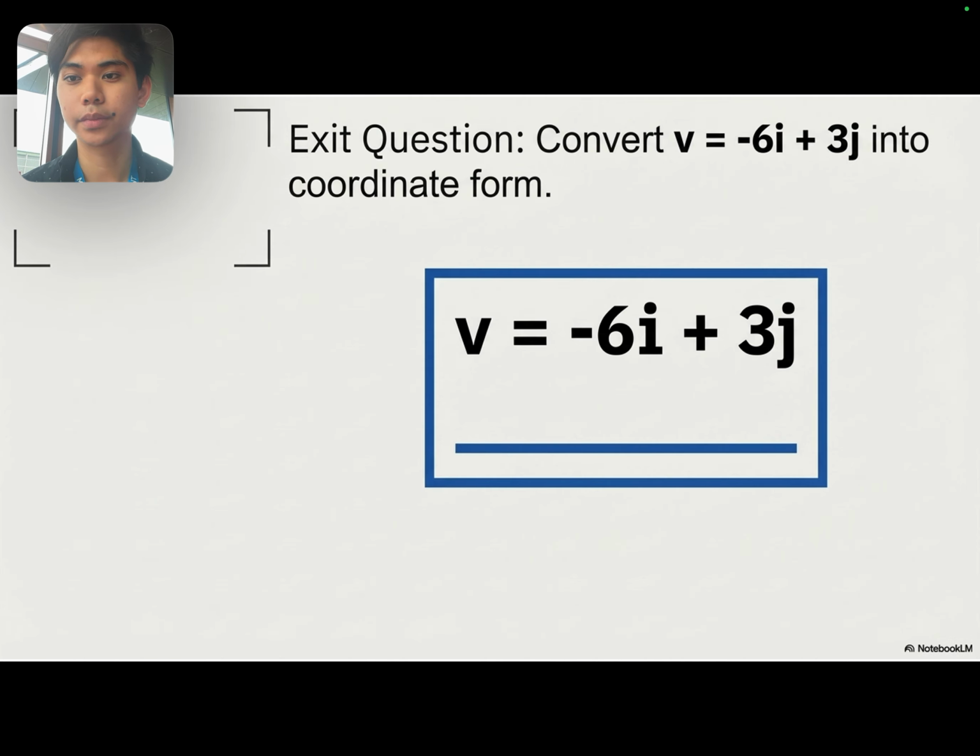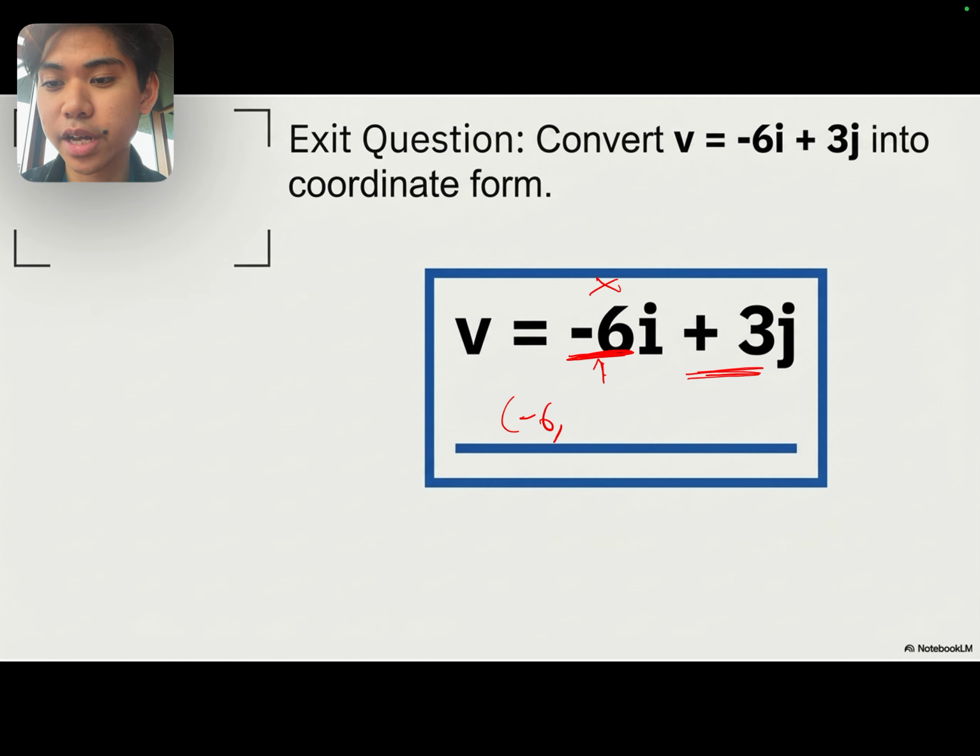So here's our final question. Let's convert -6i plus 3j into coordinate form. I have my x component. Remember, I'm taking the entire x with me. So that's going to be -6, comma, and my entire y component with me. That's going to be 3.